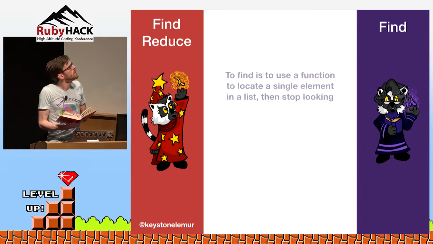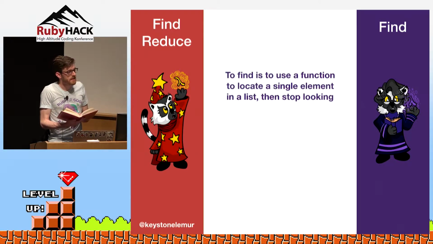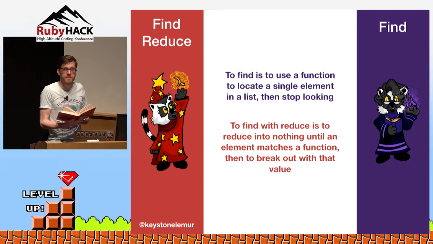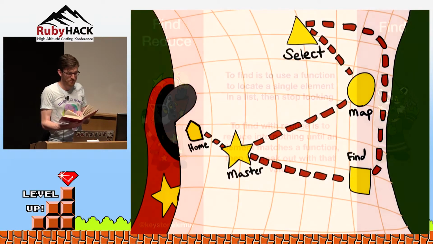So to find is to use a function to locate a single element in a list and then stop looking. To find using reduce is to reduce into nothing until an element matches a function, then to break out with that value, which is a mouthful, which is exactly why you should not actually do this in production code. But this is a conference talk. I can get away with things here.